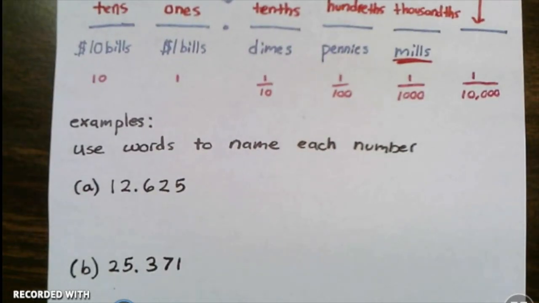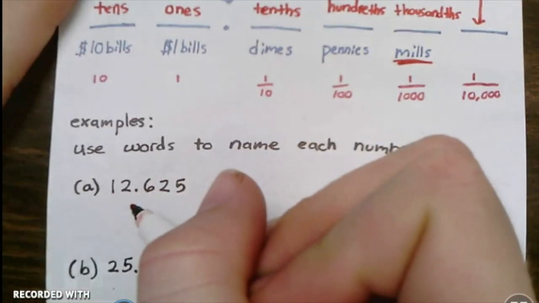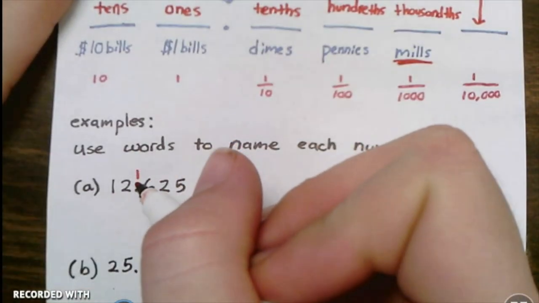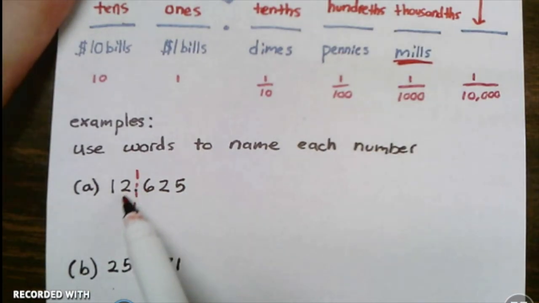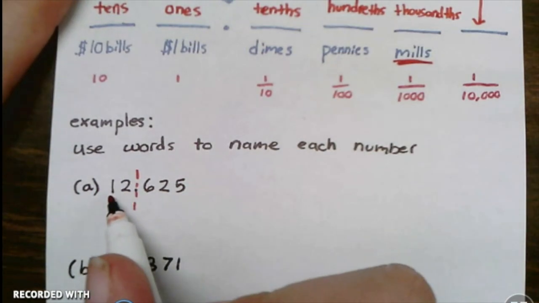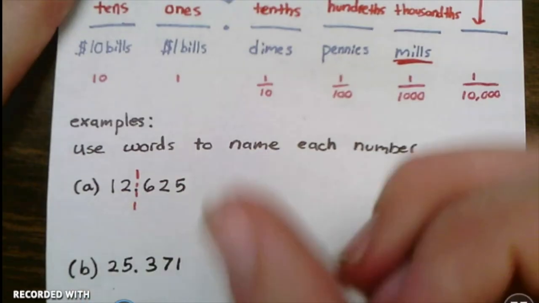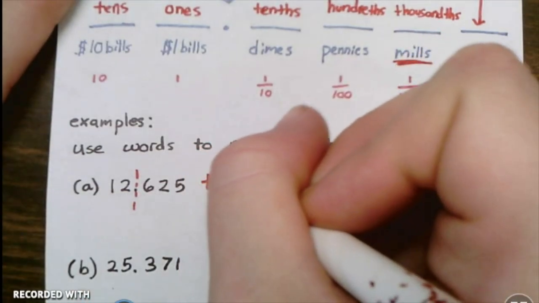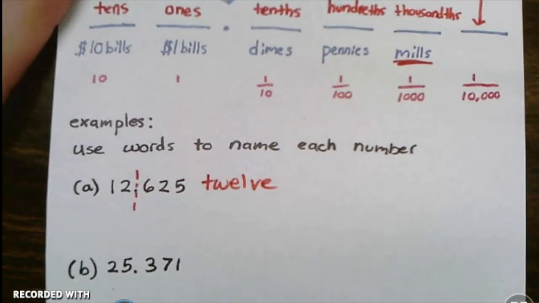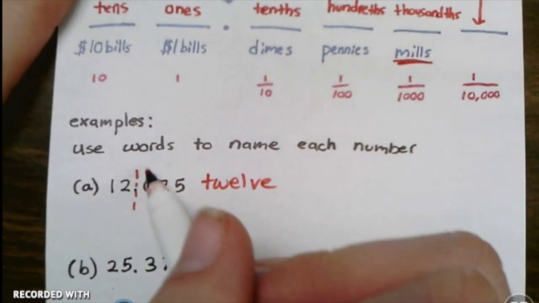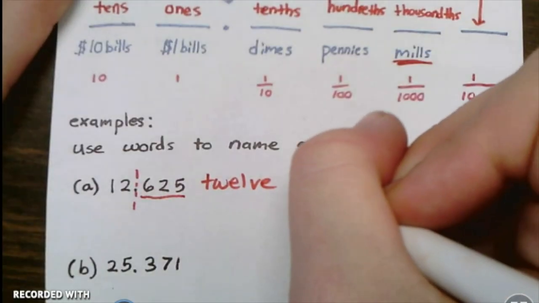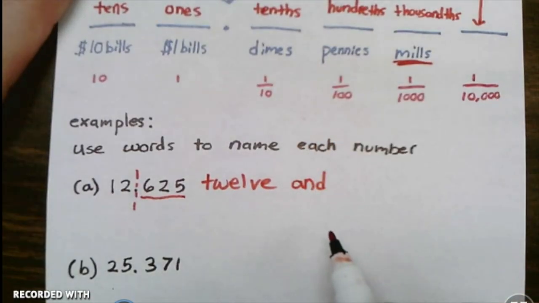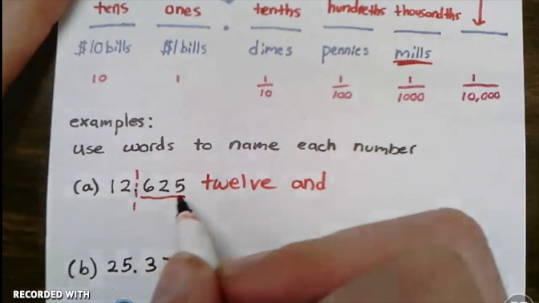Use words to name each number. All right, this is really easy. You're going to do it just like we've always done. So whenever we have a decimal or a comma, it kind of breaks that section where we read it straight. So this number together is 12. Okay, and then you take the decimal and whenever you see the decimal place, we say the word and. Now this we're going to read as one whole number.